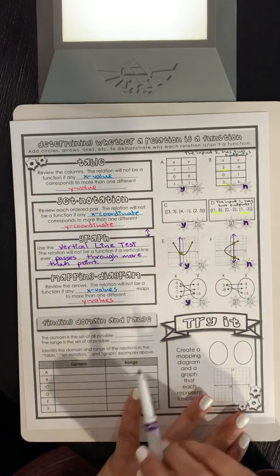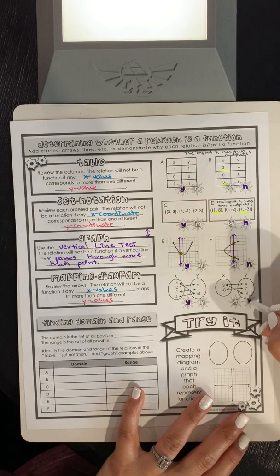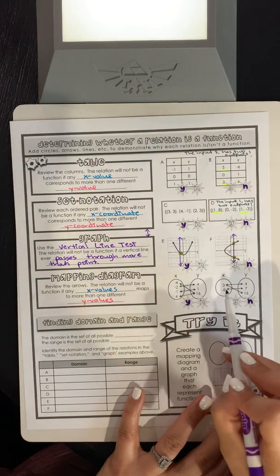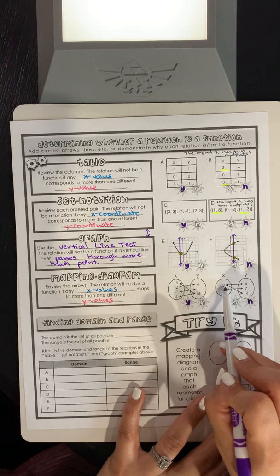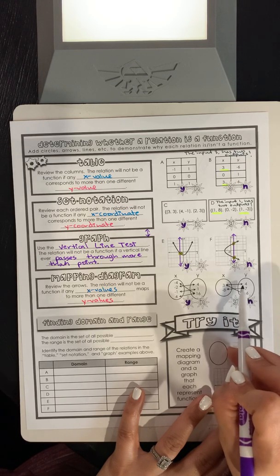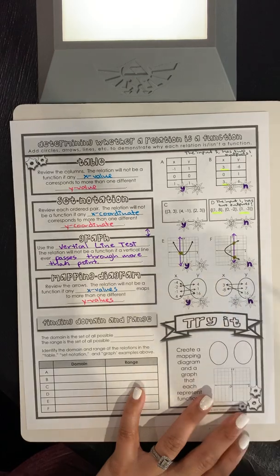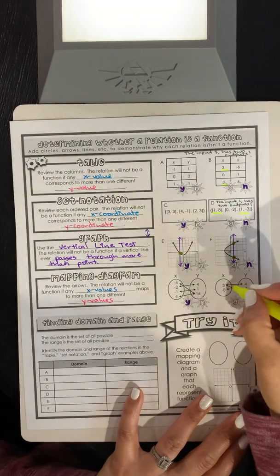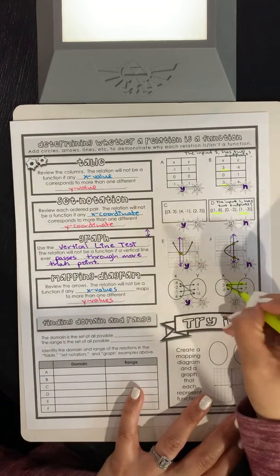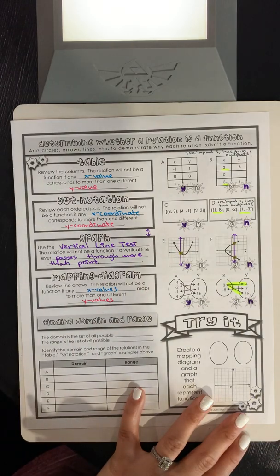This guy over here is not a function. And the reason why it's not a function, if you follow the arrows closely, is that this input of 3 produces an output of both 4 and 16. Once again, we cannot have more than one output for each input.